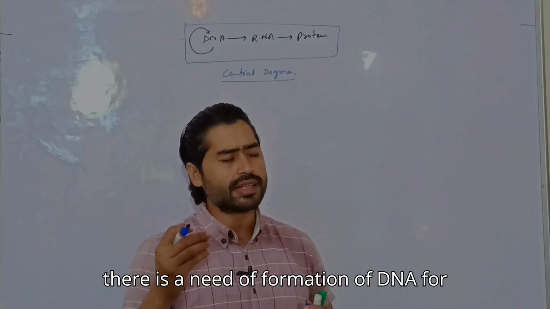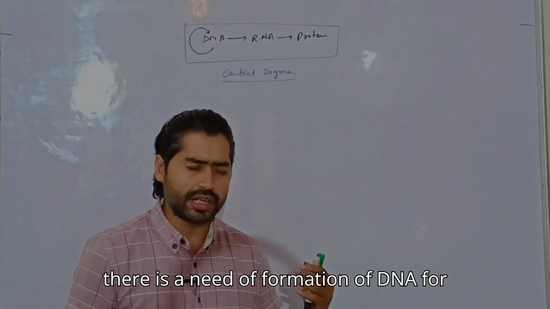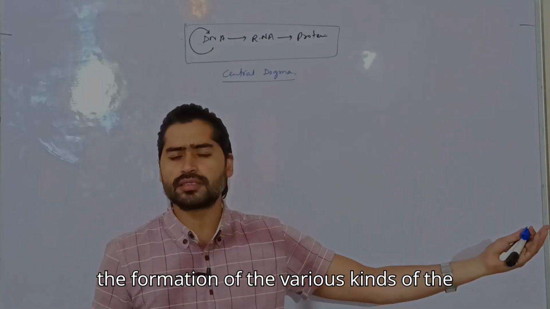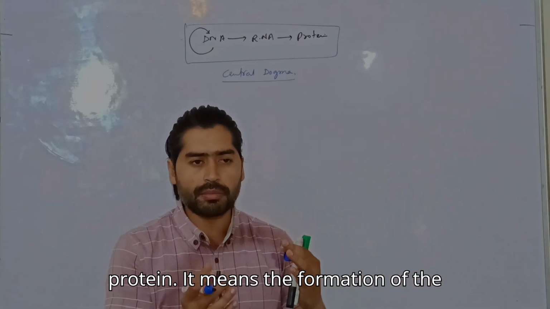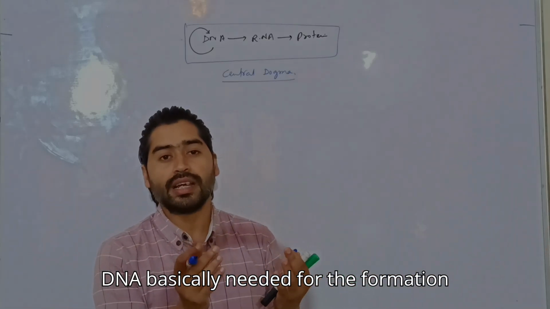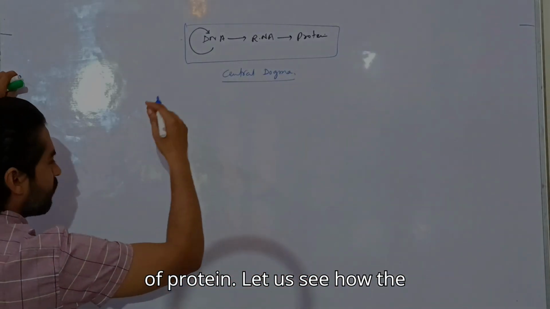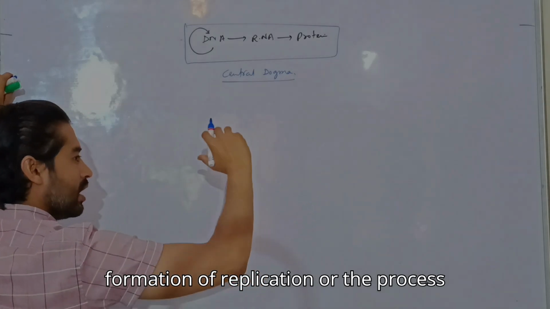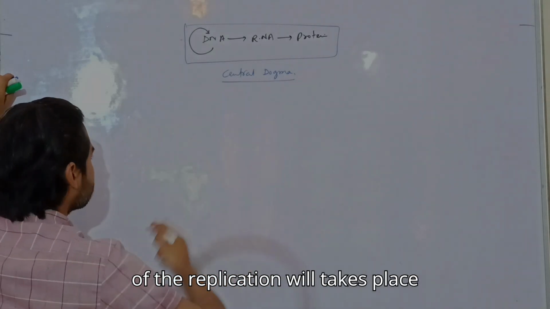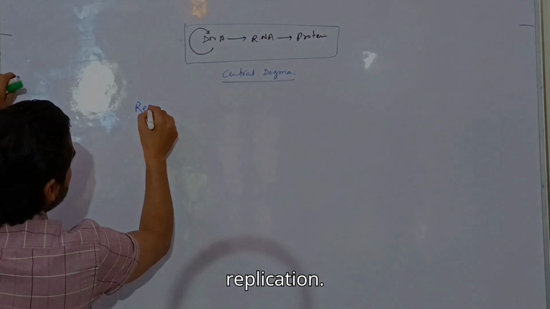It means there is a need for the formation of DNA for the formation of various kinds of protein. The formation of DNA is basically needed for the formation of protein. Let's see how the process of replication takes place. Replication.